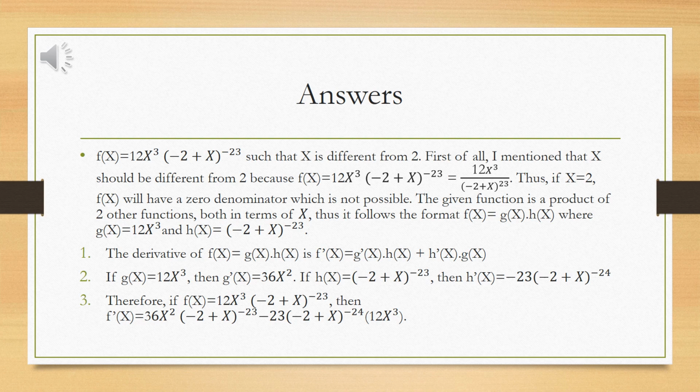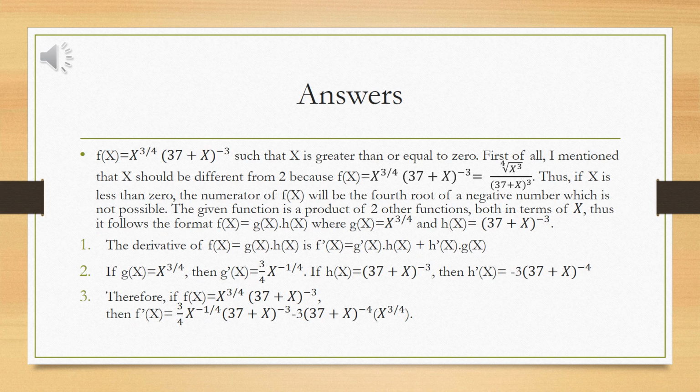If h of x is minus 2 plus x to the minus 23, then h prime of x is minus 23 times minus 2 plus x to the minus 24. Therefore, f prime of x equals 36x to the 2 times minus 2 plus x to the minus 23 minus 23 times minus 2 plus x to the minus 24 times 12x to the 3.